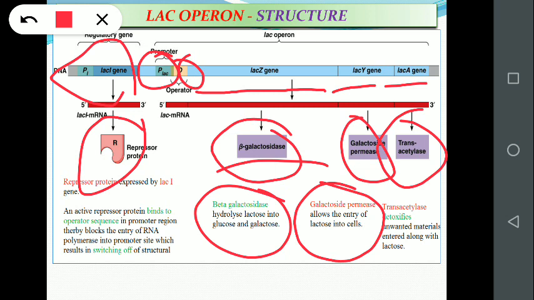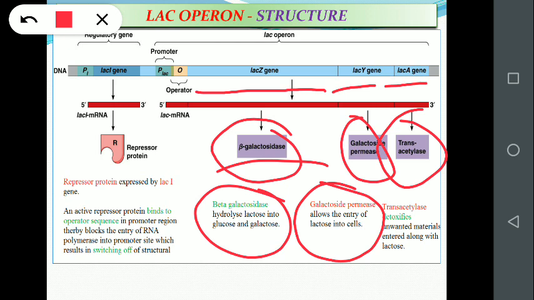Along with the promoter we have another sequence known as the operator. The promoter is written as P lac, the lactose promoter. Then we have the operator sequence. The operator sequence is the actual key, the actual switch. This switch is under the control of the repressor protein.